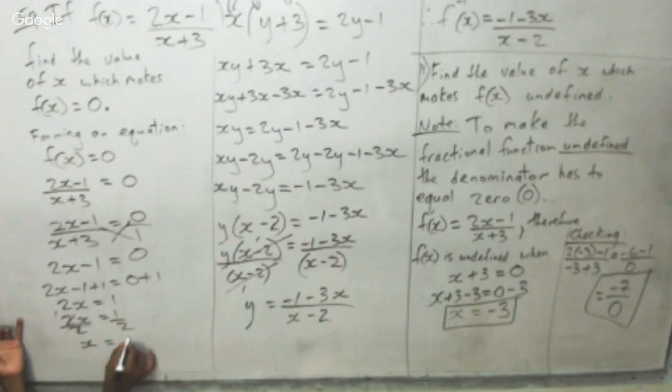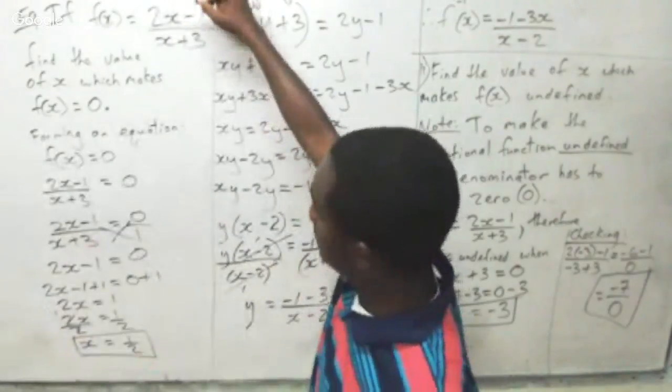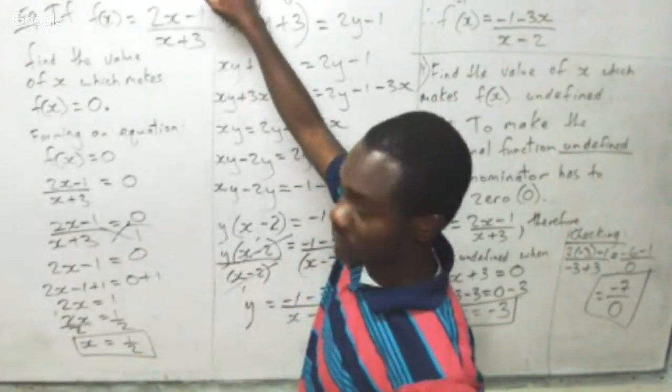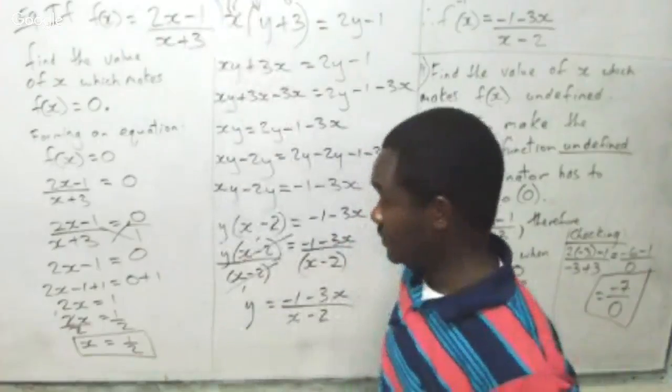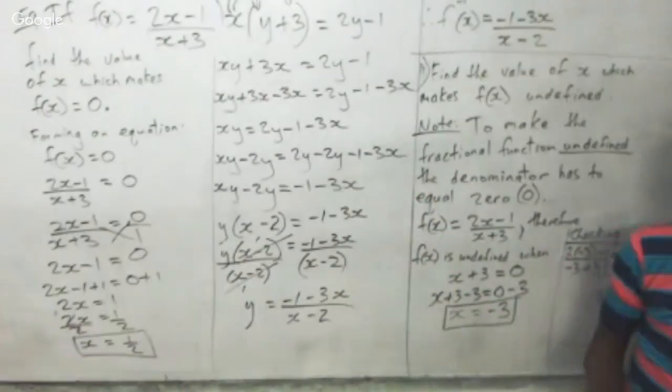X equals 0.5, a half. Doesn't matter. So when x is a half, you see what happens? 2 times a half is 1. 1 minus 1 is 0. So the numerator ends up being 0.